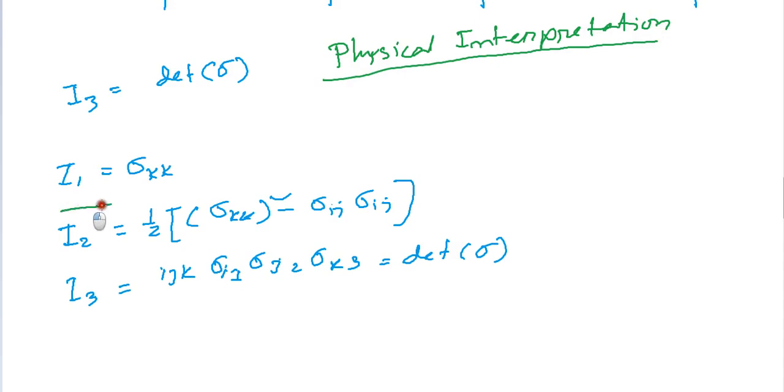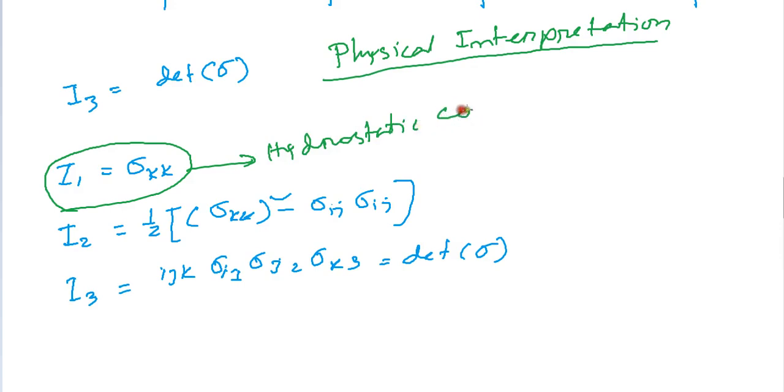The physical interpretation is that I1, the first invariant, is related to the hydrostatic component of the tensor. It is not the hydrostatic component itself, but is related to it. The hydrostatic component is equal to 1 by 3 Kronecker delta times sigma kk. So sigma kk is related to the hydrostatic stress tensor.